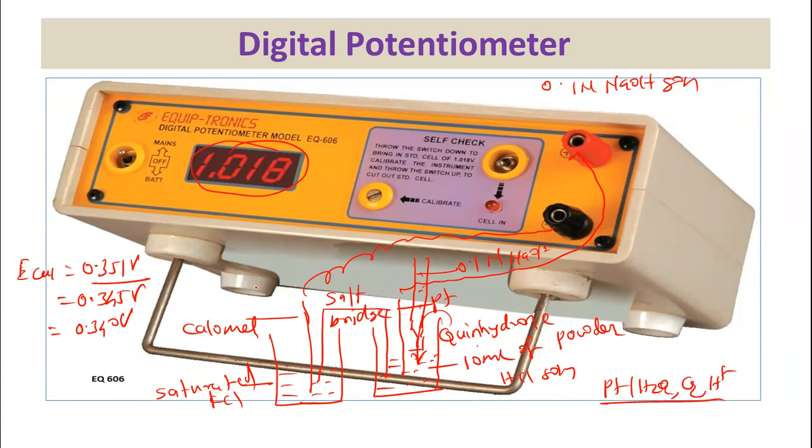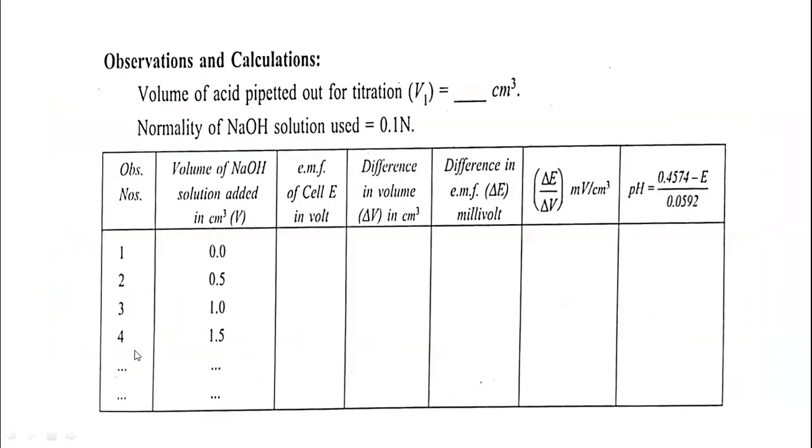In this way, we have to take a number of readings here, nearly about 30 readings. Every time we have to add 0.5 ml of NaOH from the burette, stir the solution and measure the EMF on the digital display. We can see the reading here. So after 30 readings, let us see the observation table here.